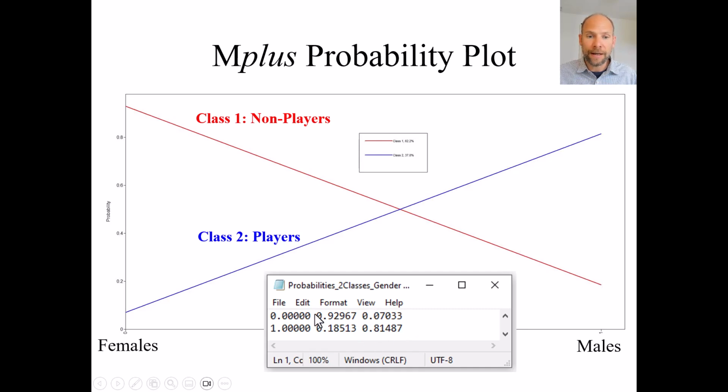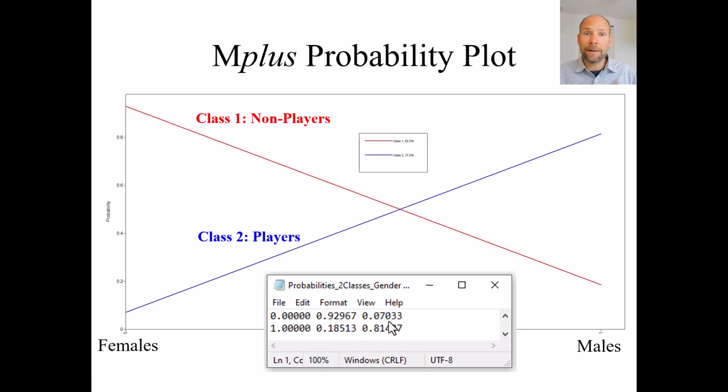So here you can see that females have a probability of 0.92967, so a 93% chance of being non-players, whereas males only have an 18.5% chance of being non-players. And then with regard to the player class, females have only a 7% chance of being found in the player class, whereas males have an about 81% chance of being in the player class.